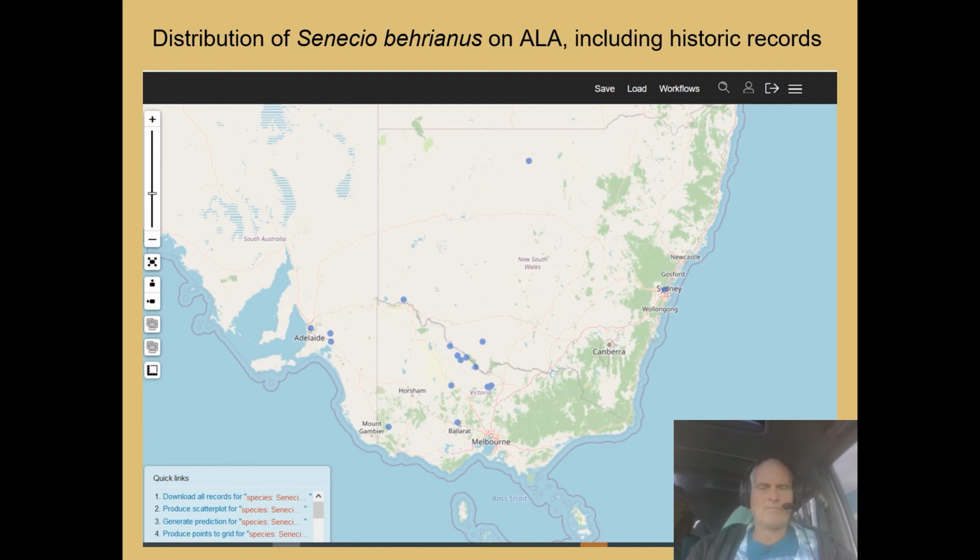So here's a map of the distribution of Senecio bayerianus, and it's got historic records as well. You can see right up here near Bourke in New South Wales, there's a record over here in Sydney. I think that's a bit of an outlier. I'm not sure if that's actually accurate. There's a few records up here in southern New South Wales.